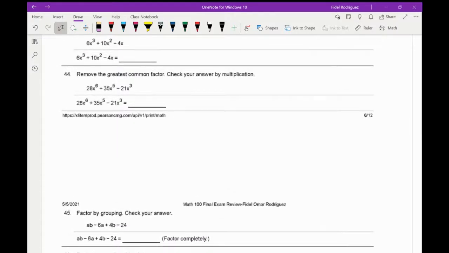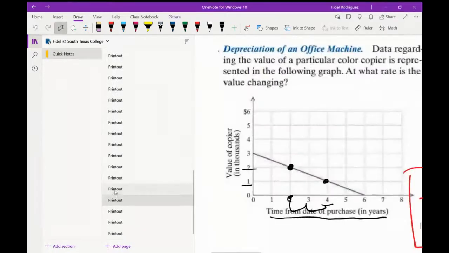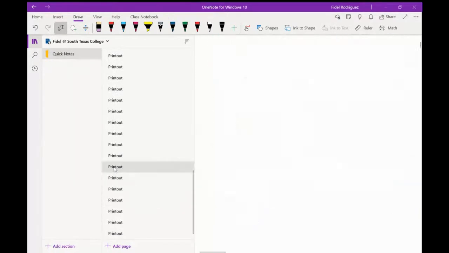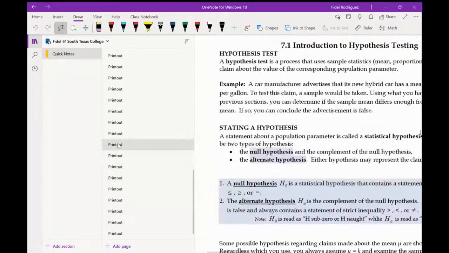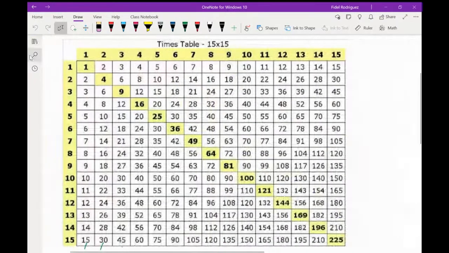Excellent. Okay. So 44, y'all, the directions here are asking us to remove the greatest common factor. So the greatest common factor, we're going to do this in pieces. The first piece, we're going to look at the numbers 28, 35, and 21. Let me see if I can find it real quick because I know it's here. There we go, this is the one I was looking for.